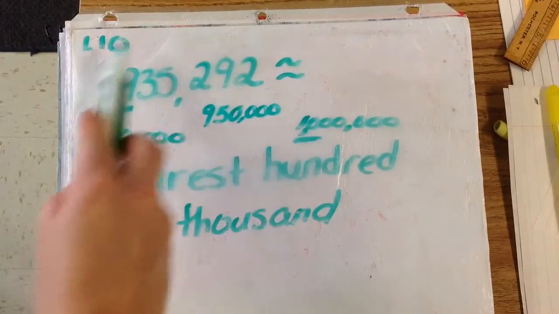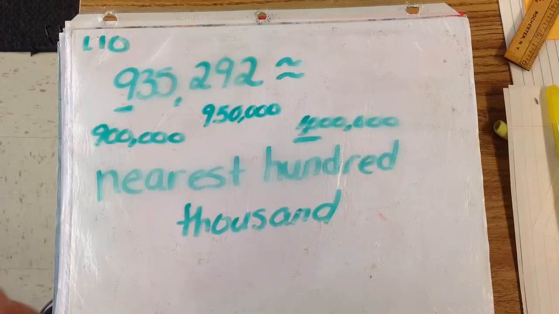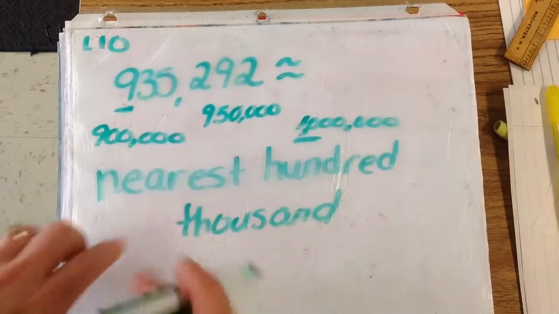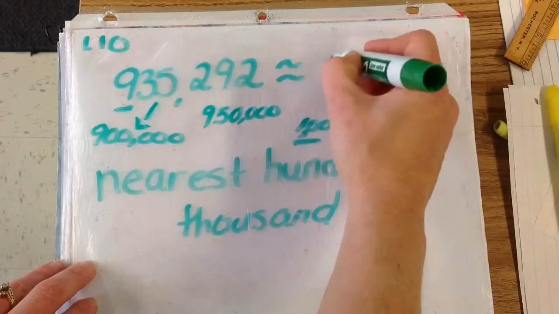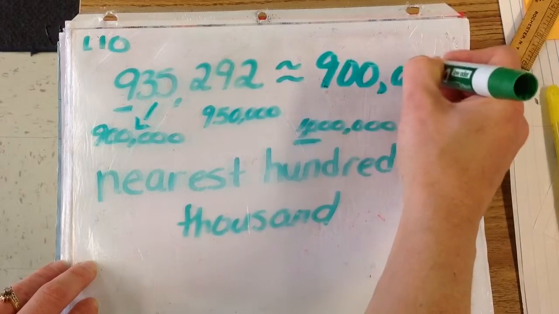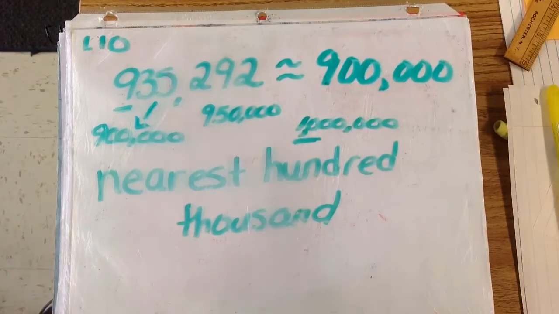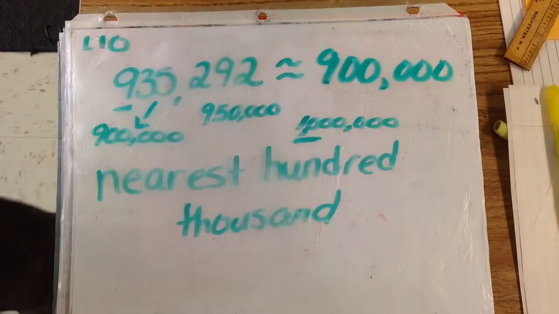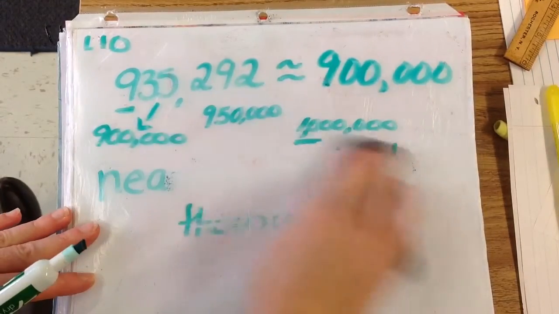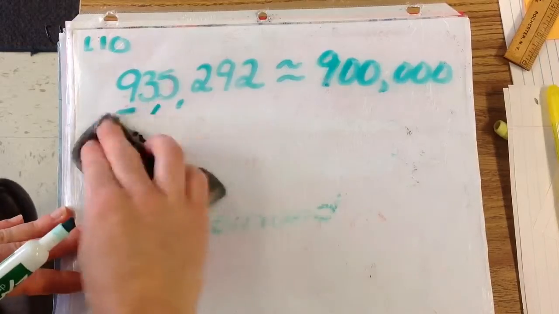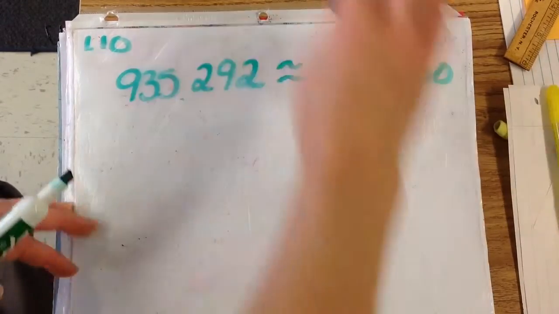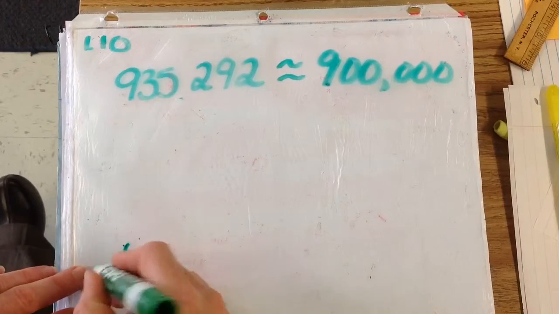Where does 935,292 fall? Well, the 9's the same. The 3 is less than the 5, which means it rounds to about 900,000. That's rounding to the nearest 100,000. Now, I've told you before that when you round to the largest place, it's not as accurate. So the next place we're going to round to is the nearest 10,000.